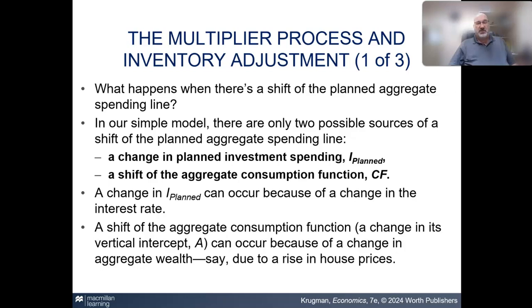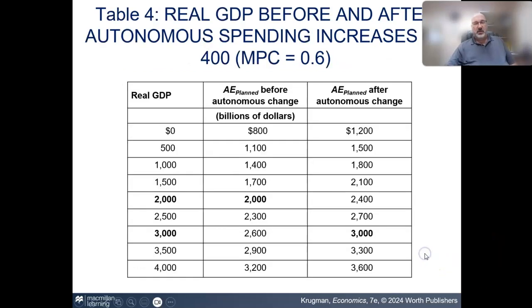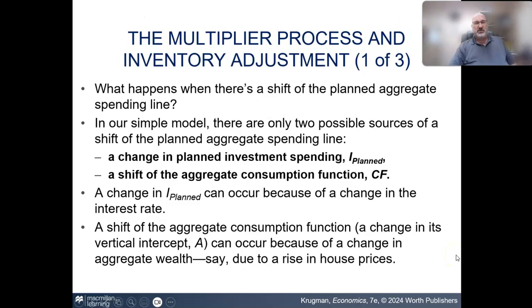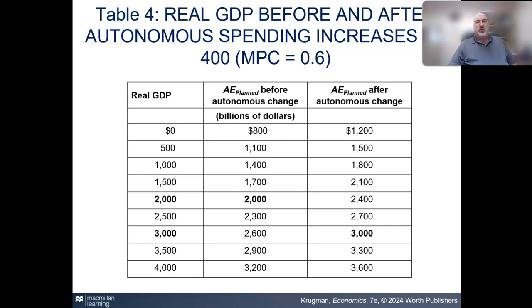The other is a shift in the aggregate consumption function, and a change in the vertical intercept A can occur because of a change in aggregate wealth, let's say house prices rise significantly. So here we are. Real GDP before and after autonomous spending increases by 400, with the MPC remaining at 0.6. Real GDP is 0 to 4,000. Planned AE before the autonomous change is 800 to 3,200. After the change, now it's 1,200 to 3,600.